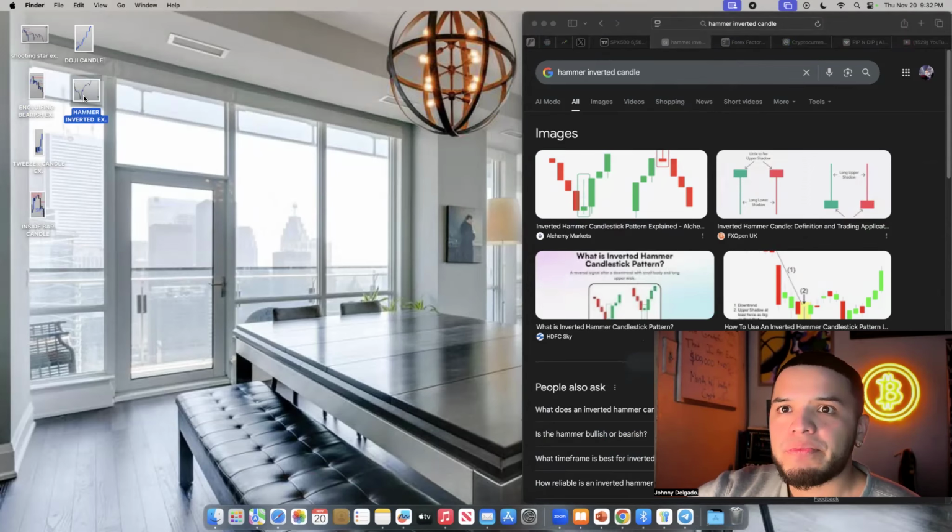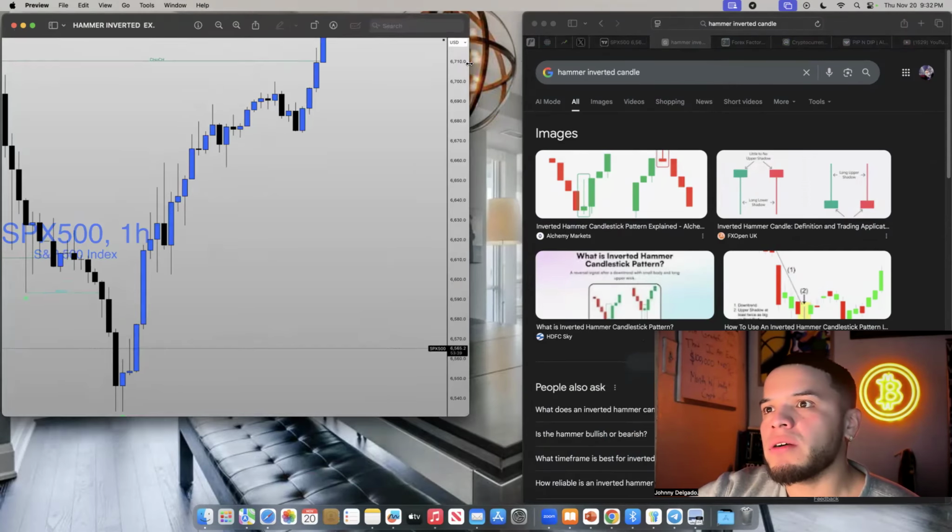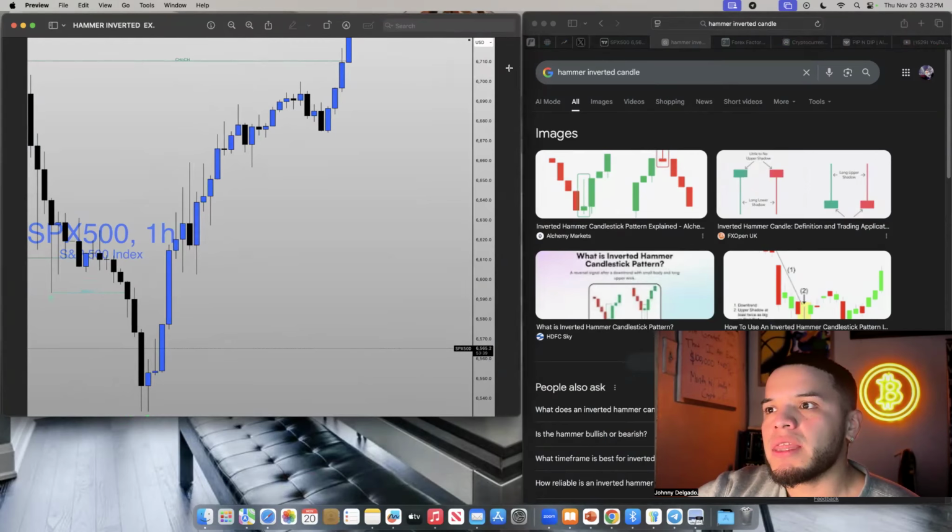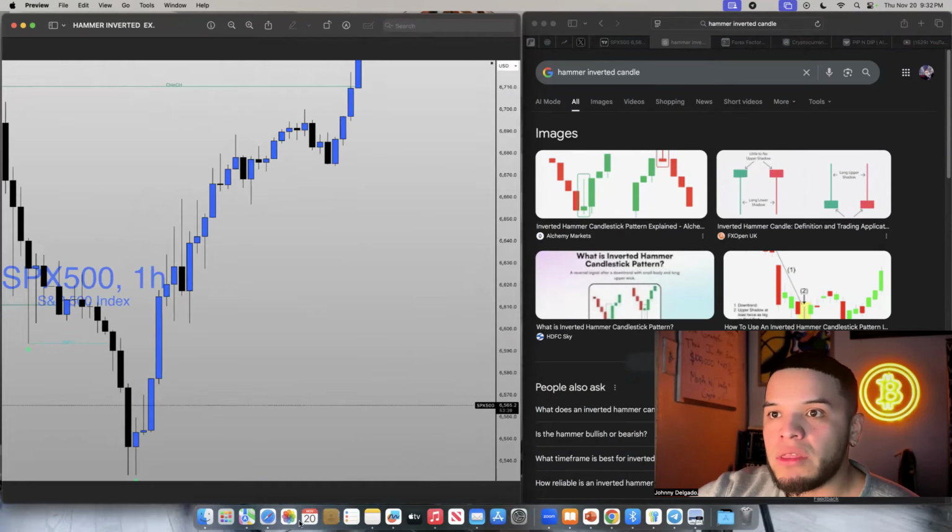So now the other one that I look for, bro, is going to be the inverted hammer candle. Now this is basically created off a bearish or bullish action.